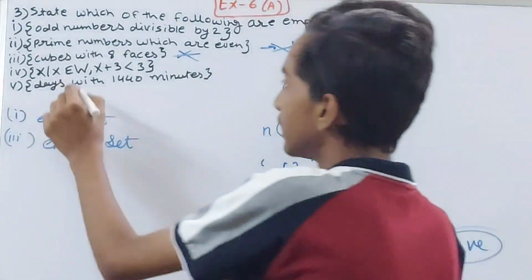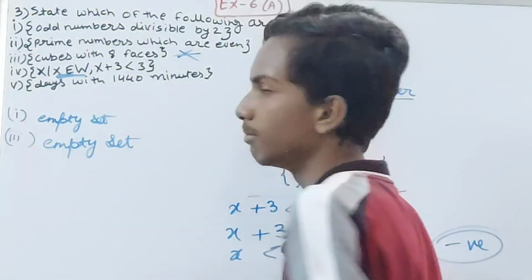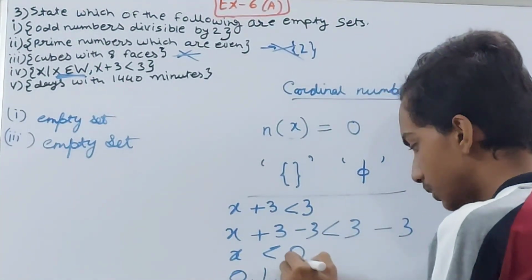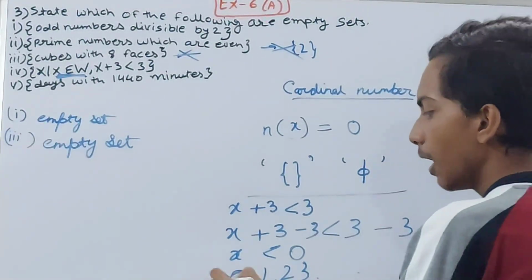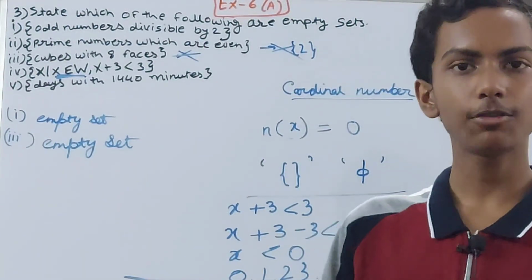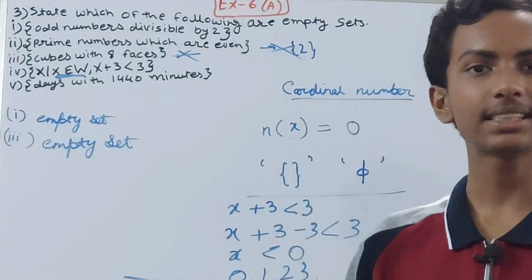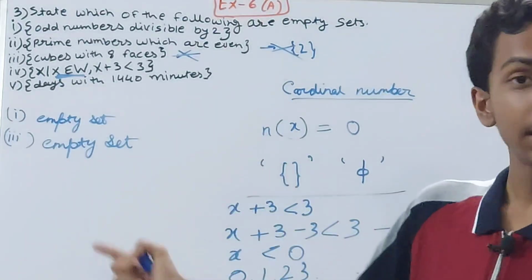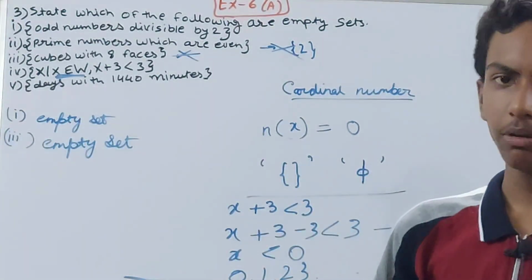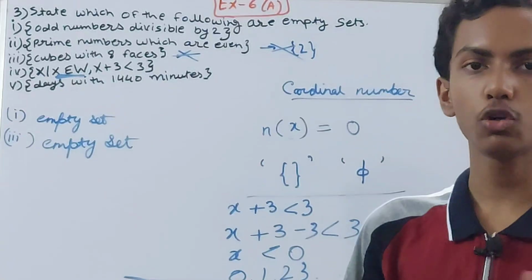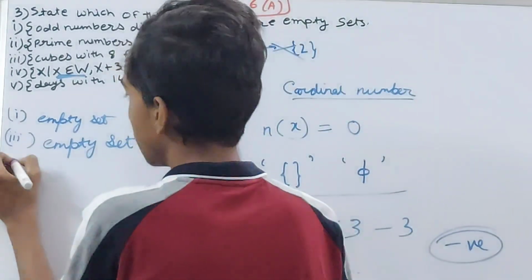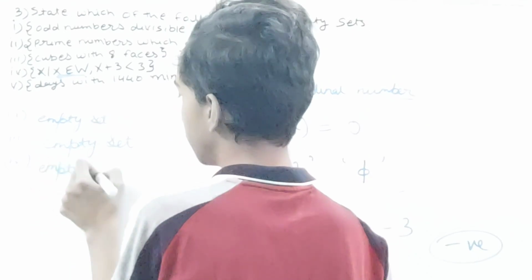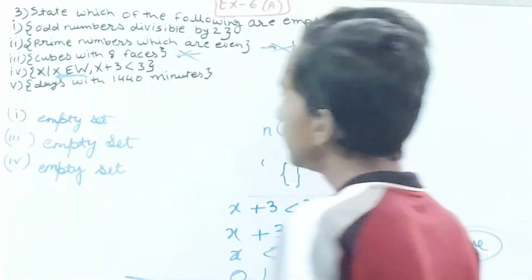But what does the set say? x belongs to whole numbers. And what are whole numbers? They start from 0, 1, 2, 3 and so on. There are no negative numbers in the set of whole numbers. That is why this set is an empty set, because the x value is negative according to the inequality, but it should be a whole number according to the set. So we will follow the condition which is given. Since no value is coming, this is an empty set. So the fourth part is also an empty set.